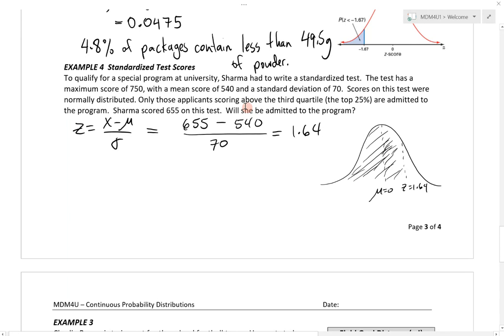So 1.64, that means Sharma's score is 1.64. Remember what z-score means? It's just how many standard deviations. So it's 1.64 standard deviations from the mean. Okay, so what does that mean?